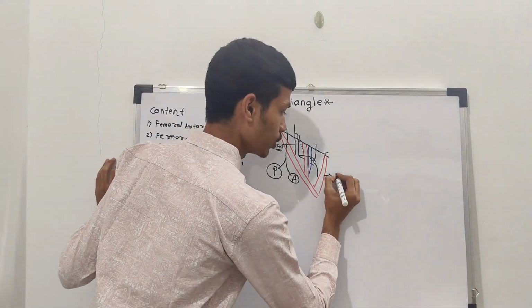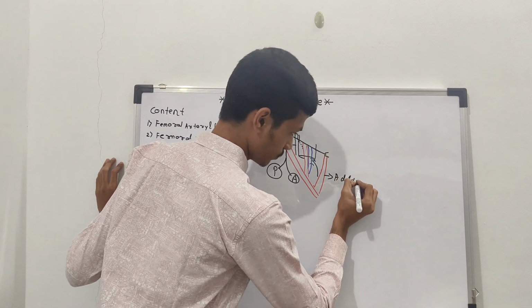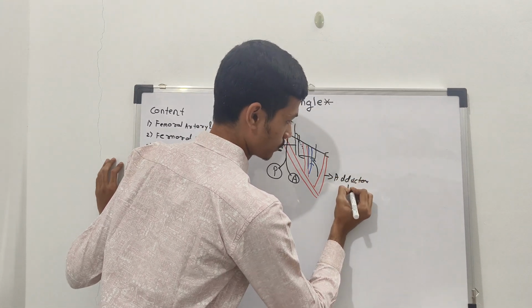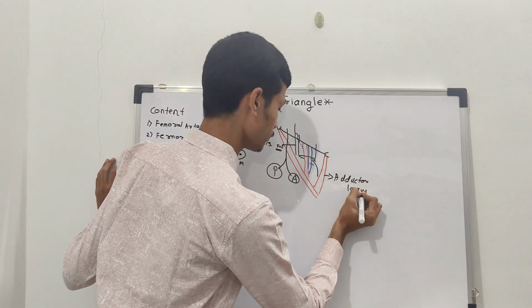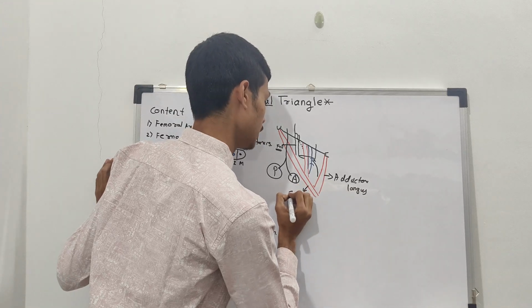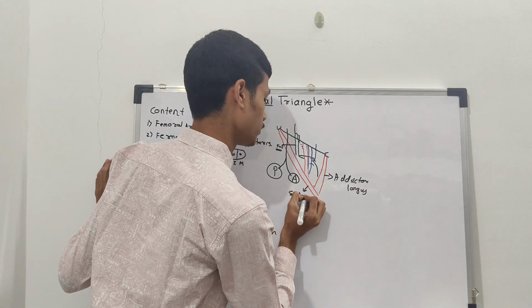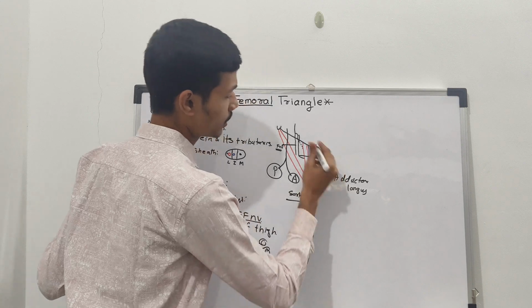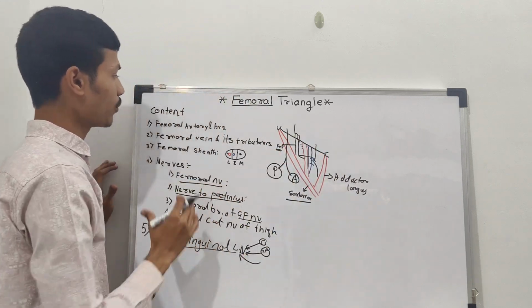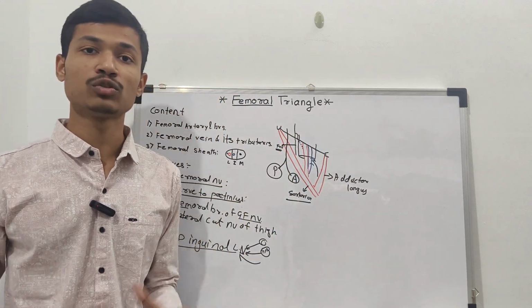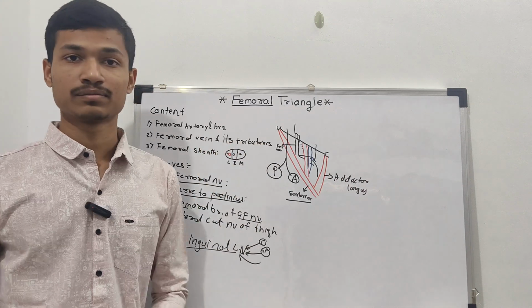Okay, so these are the boundaries and contents of the femoral triangle. This one I have told you is the adductor longus. This muscle is the sartorius. Okay, and these are the boundaries and contents. Now we'll discuss the clinical anatomy related to the femoral triangle.